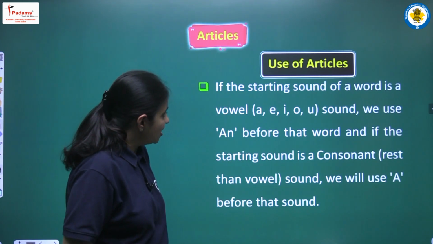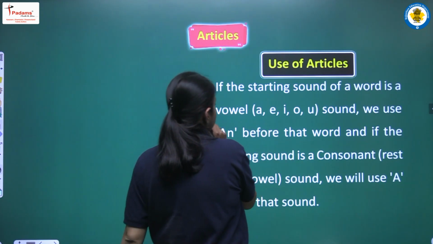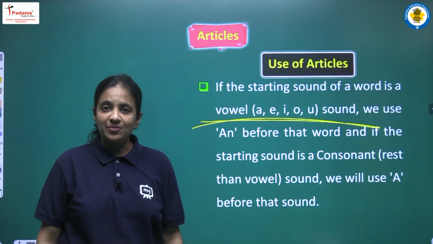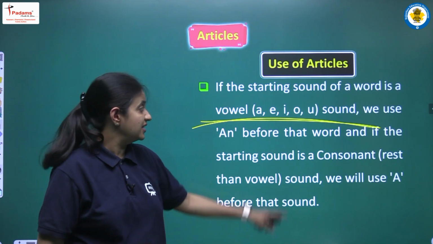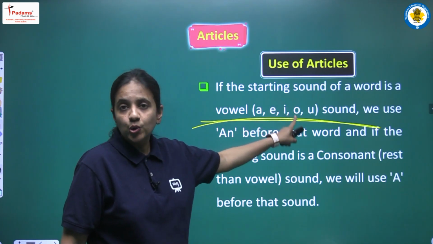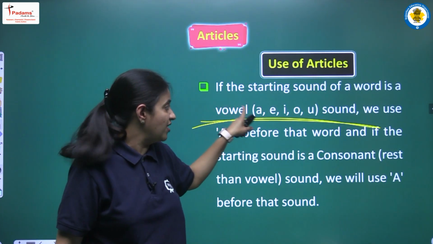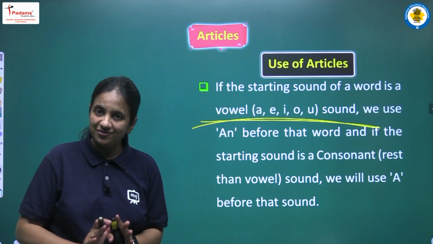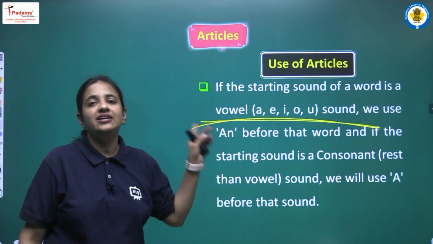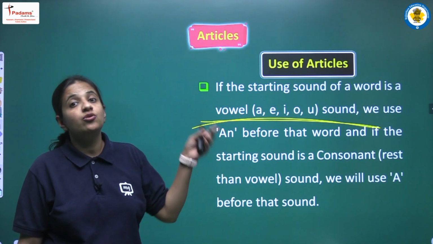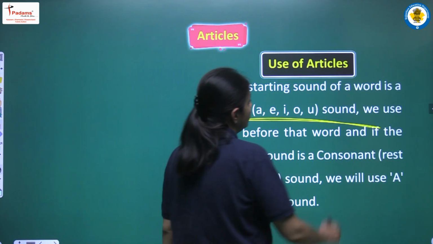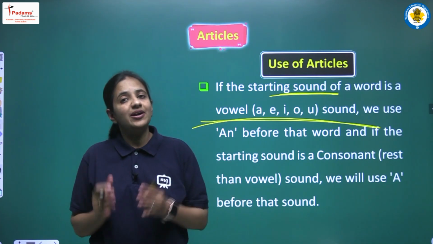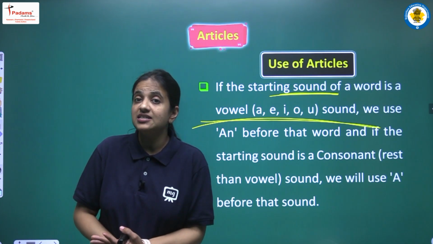If the starting sound of a word is a vowel sound, I am very sure you all know about vowels. In our English alphabets, we have 5 vowels. They are A, E, I, O and U, right? These 5 alphabets are known as vowels. I am very sure that you all are aware of this. But the most important thing that we have to remember always is that we are talking about the sound. We are not talking about these letters, but about the sound of these letters.